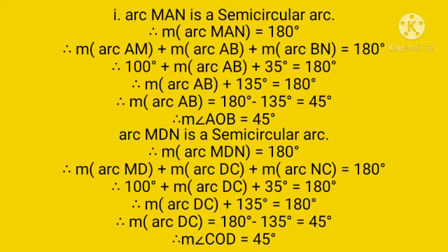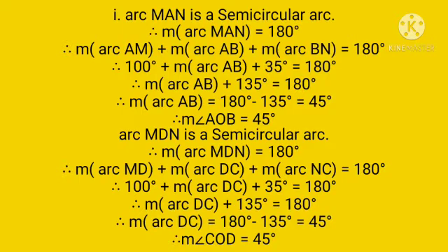Solution: first one, arc MAN is a semicircular arc. Therefore, measure of arc MAN will be equal to 180 degrees. Therefore, measure of arc AM plus measure of arc AB plus measure of arc BN is equal to 180 degrees, since arc AM, arc AB and arc BN consist of arc MAN.